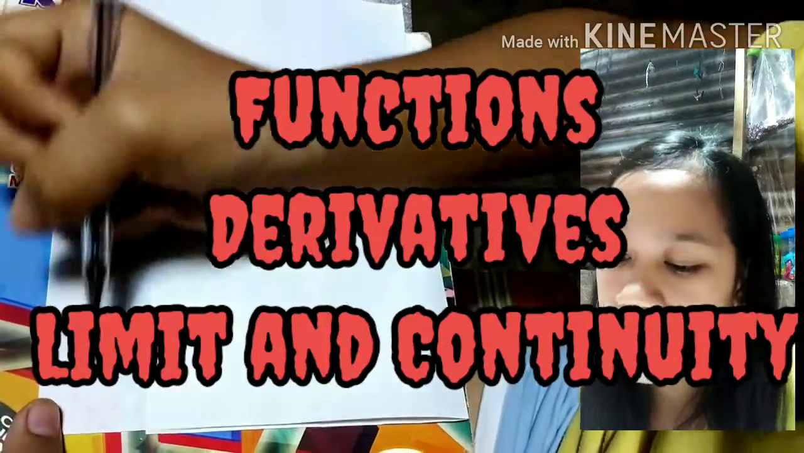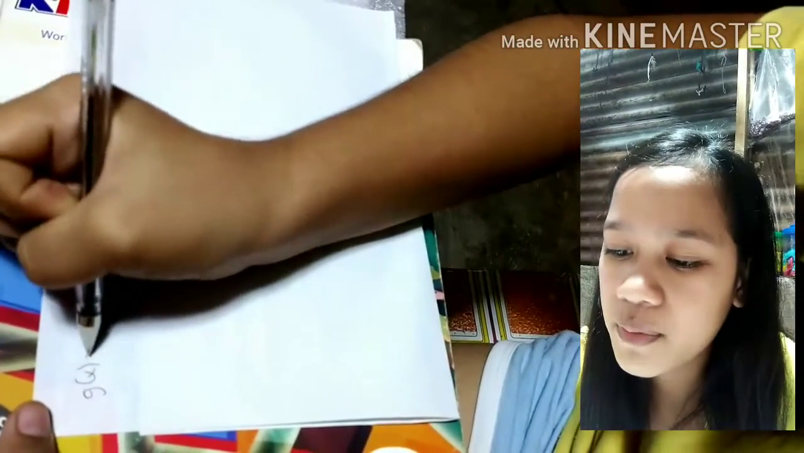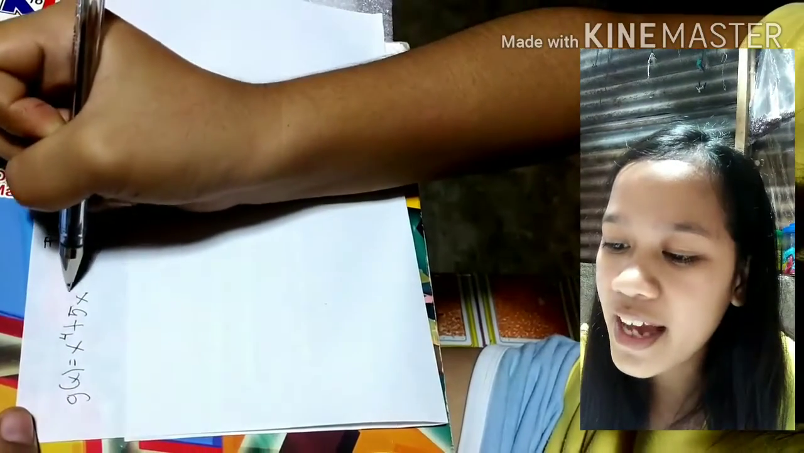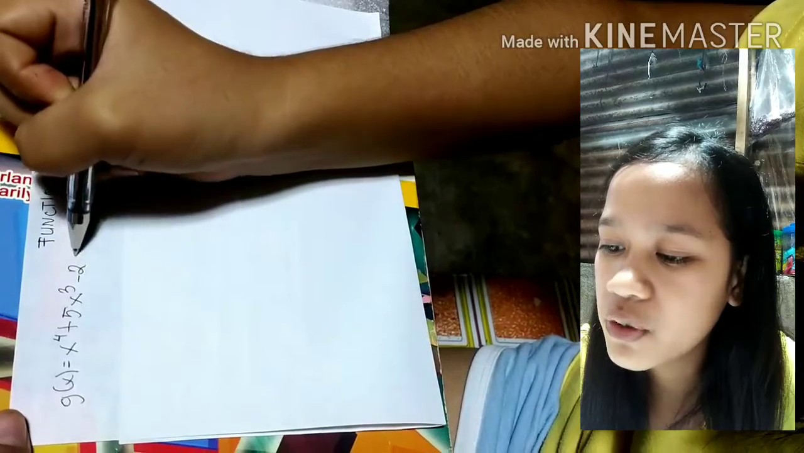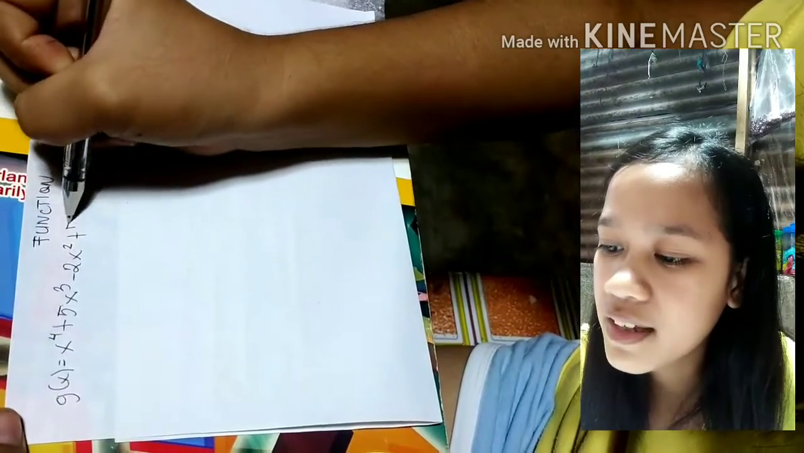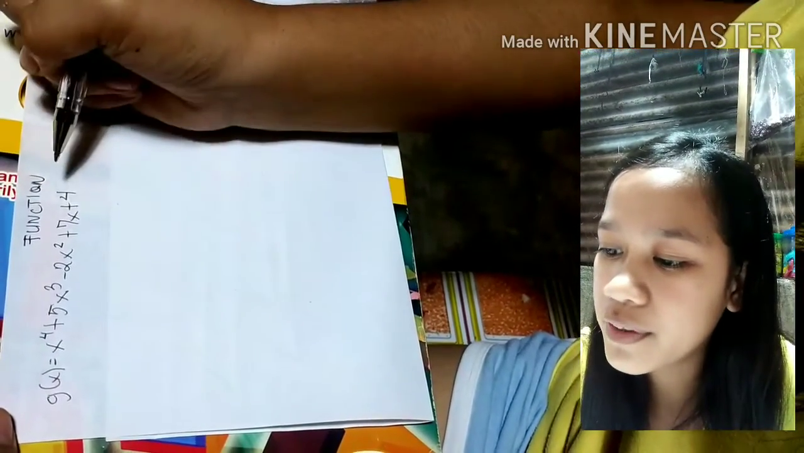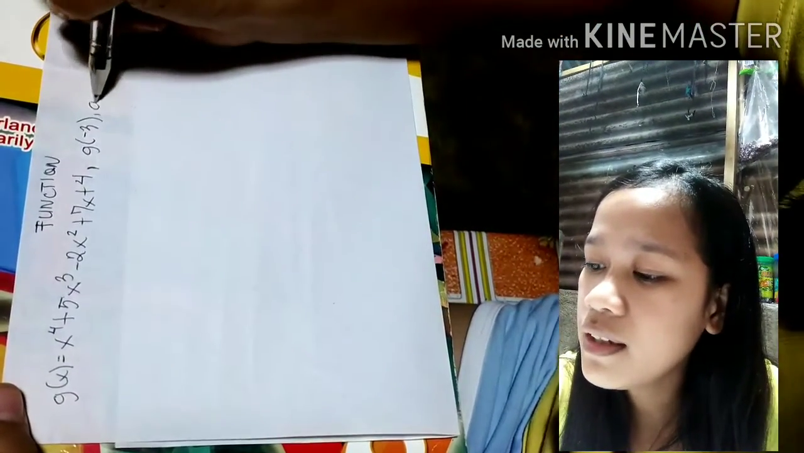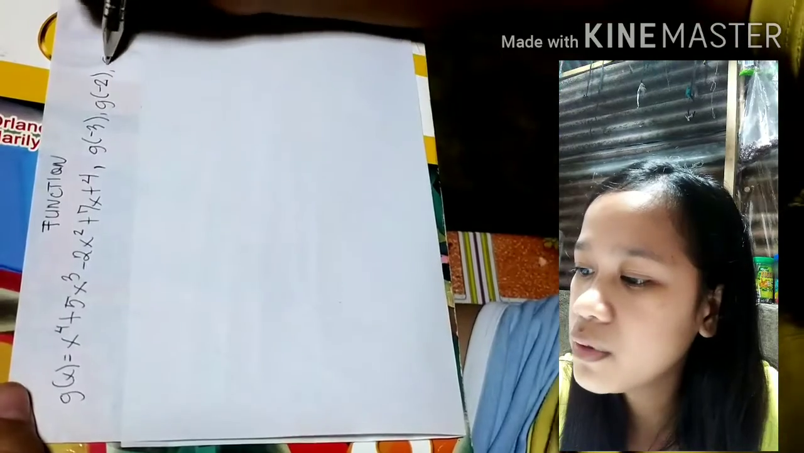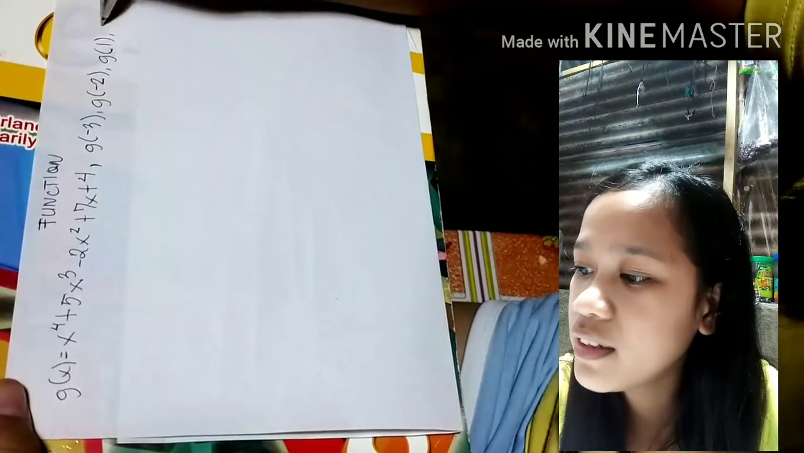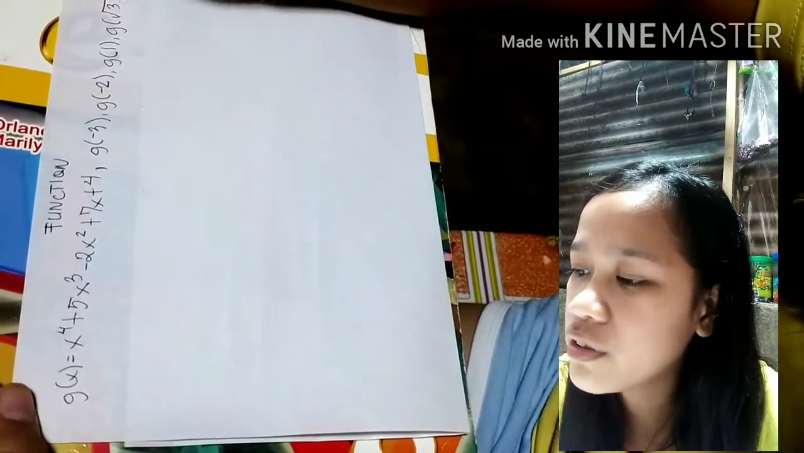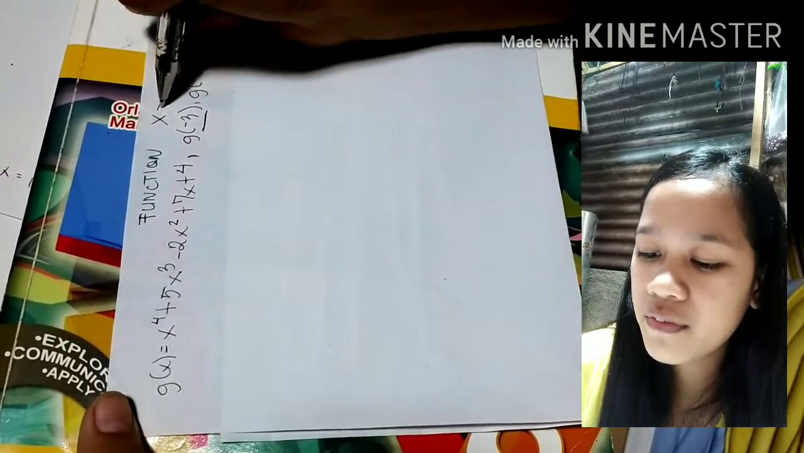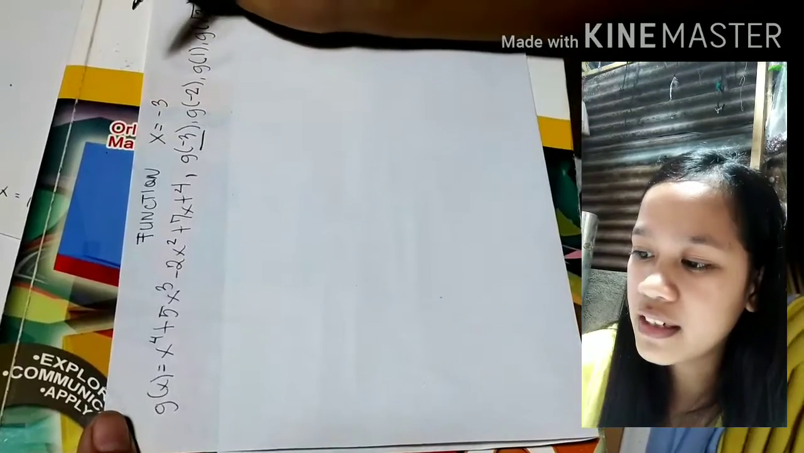The given equation is g of x equals x raised to 4 plus 5x cubed minus 2x squared plus 7x plus 4. And the values are g of negative 3, g of negative 2, g of 1, and g of square root. For example, negative 3. We will substitute the value of x into negative 3.